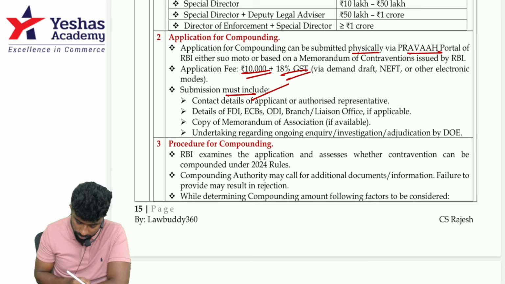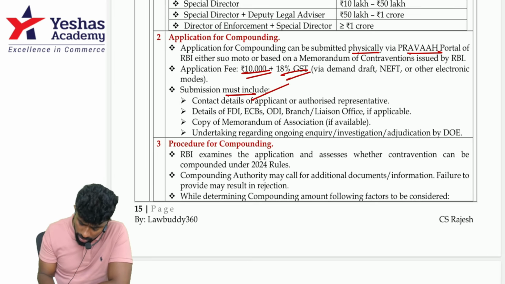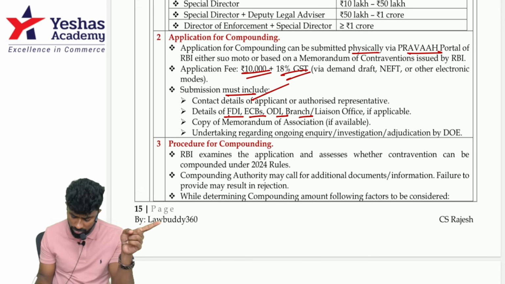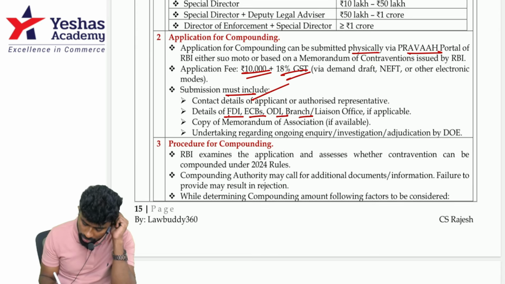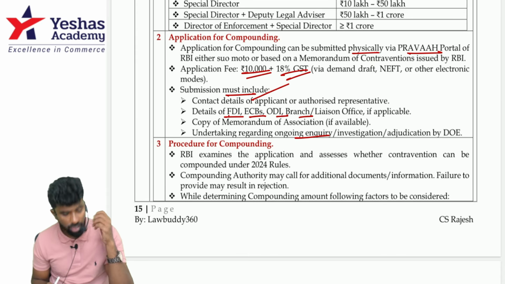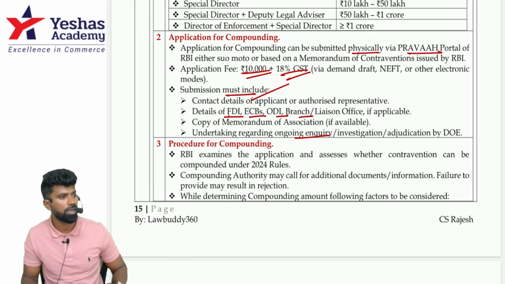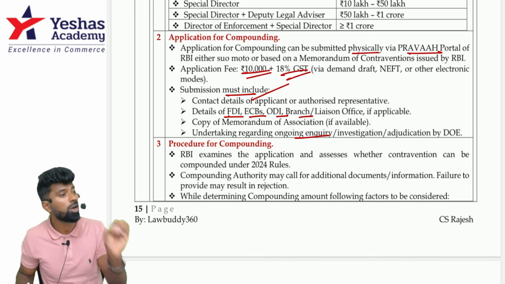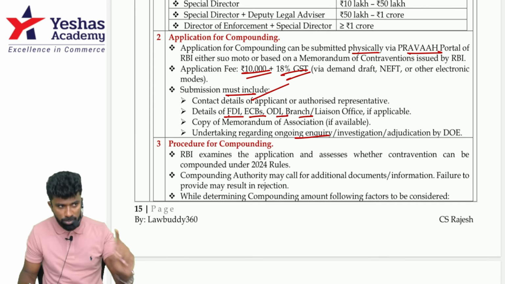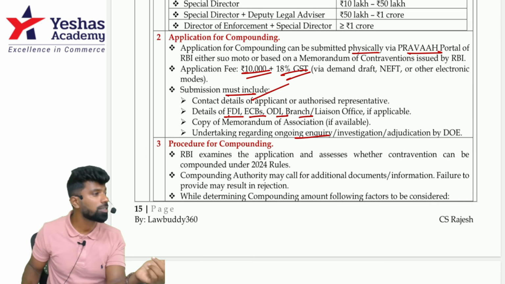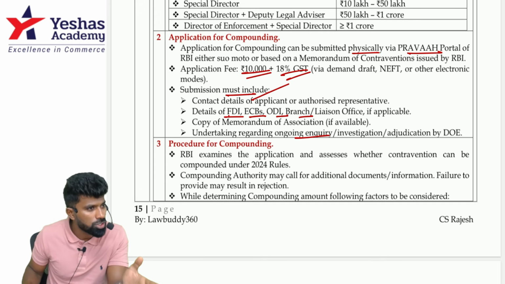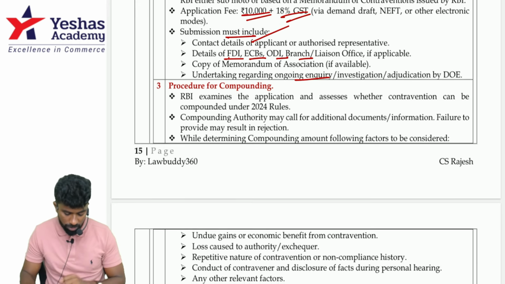Contact details of applicant, details of FDI, ECBs, ODI, branch, liaison office if applicable, copy of the memorandum of association if it is a company, or an undertaking regarding ongoing inquiry, investigation or adjudication, if there is anything pending by the Department of Enforcement. All these details should be submitted to whom? RBI, when you make an application for what? Compounding of offences. Can I submit the application online? Offline? Yes or no? What is the fees? Plus GST of how much? 18% or 18.5%?